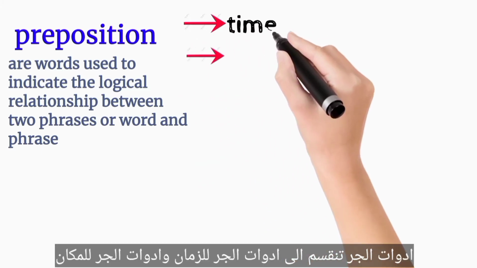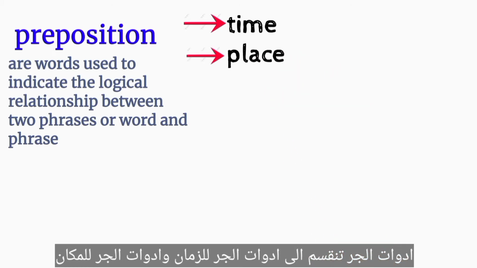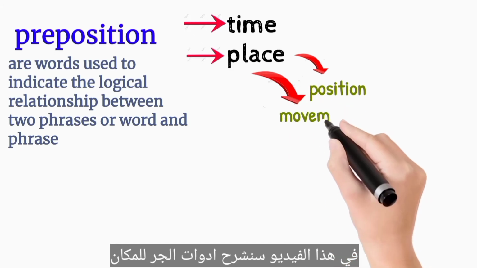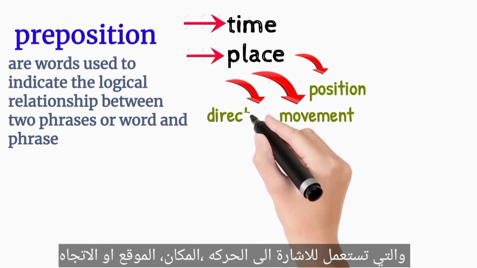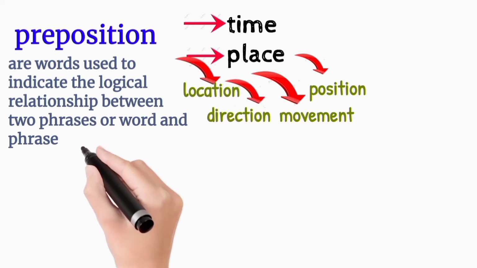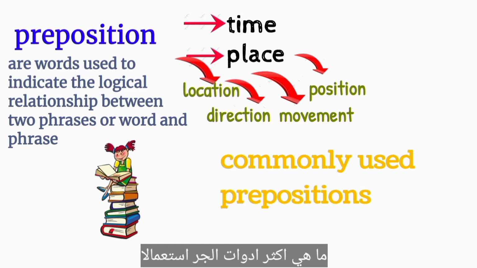Prepositions are divided into prepositions of time and prepositions of place. In this video we are going to deal with the prepositions of place, which are used to express movement, location, position or direction of something or someone. So what are the most commonly used prepositions of place?